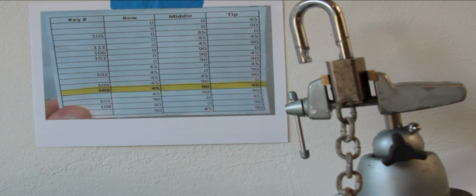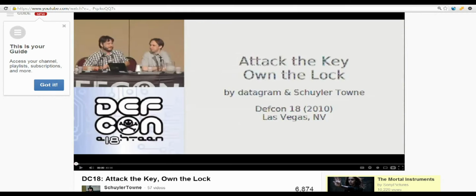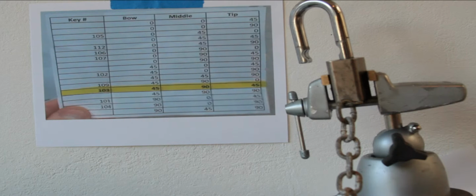There's a really great presentation by Skylar Town and Datagram that you can find if you search for one of their DEF CON presentations, Own the Key, Own the Lock, or something to that effect, and how important the keying system and the keys themselves are to the overall security of a lock system. So this lock is a really interesting example of that, because the keying system really is all there is in the security in terms of being able to open the lock covertly.